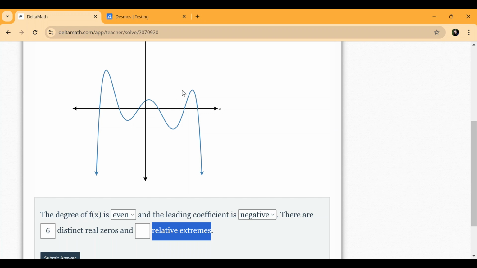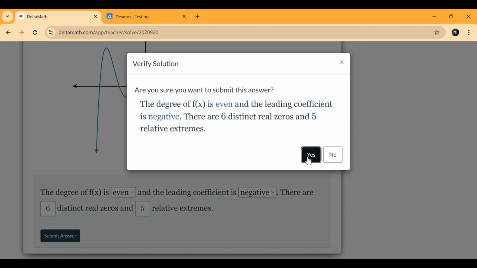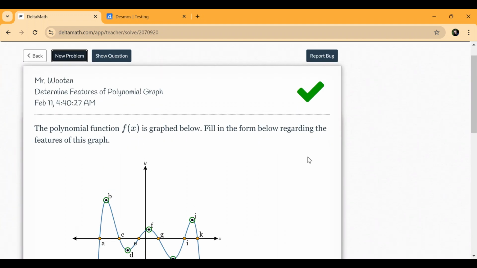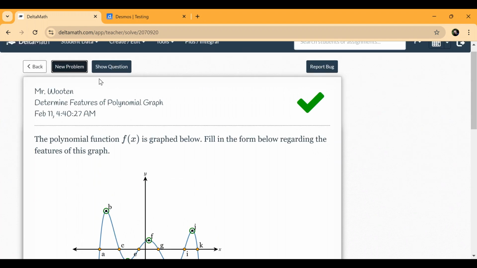So we end up with 3 relative maximums. These are the top points of each little hill. And then we have 2 relative minimums. That's a total of 5 relative extremes. Okay. Notice they've got them highlighted there. I'm going to do this again.